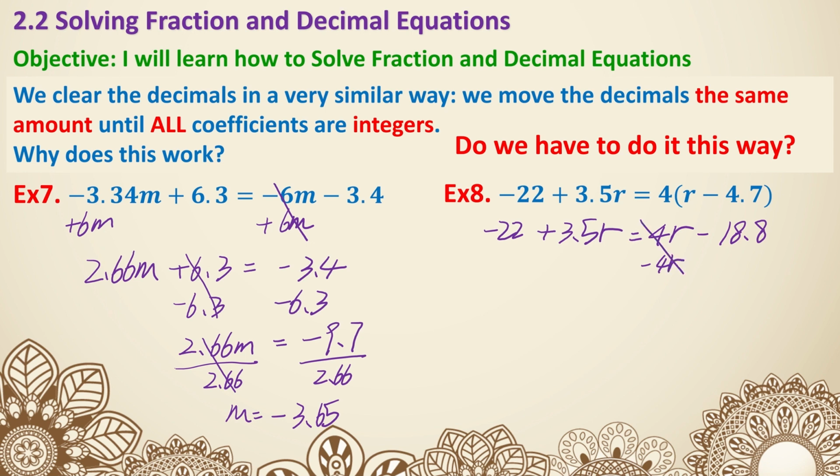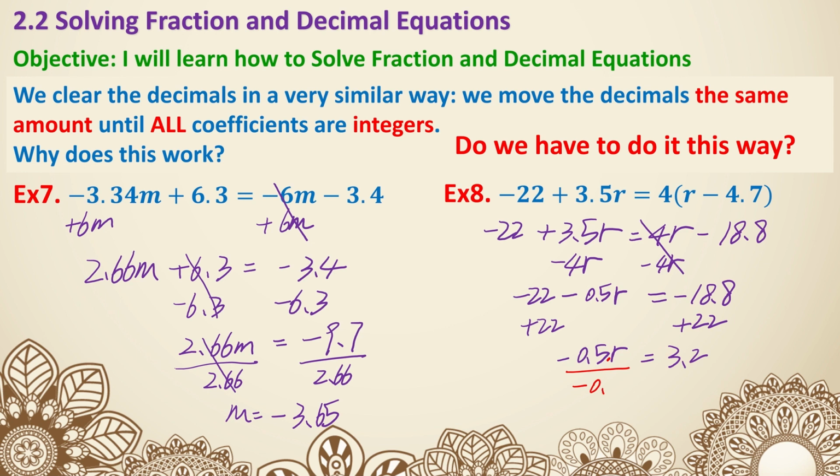Subtract 4r on both sides. We got a -22 minus 0.5r equals -18.8. Add 22 on both sides. We got -0.5r equals a 3.2. Lastly, it's a -0.5 times r, so I'm going to divide both sides by a -0.5. R equals -6.4. That is example 8.